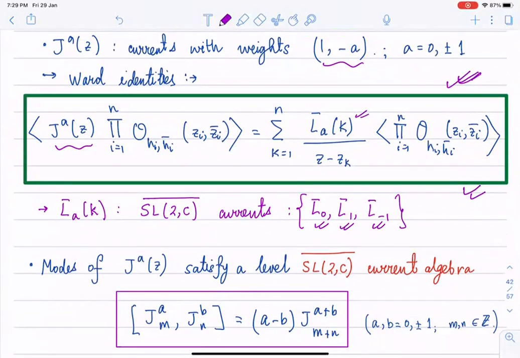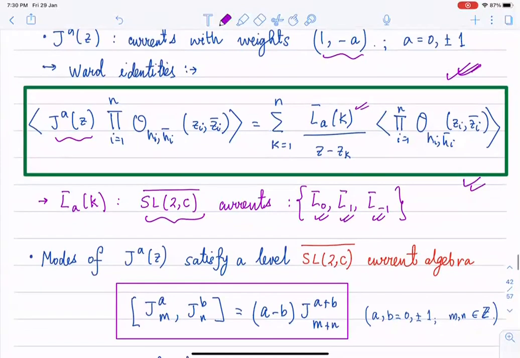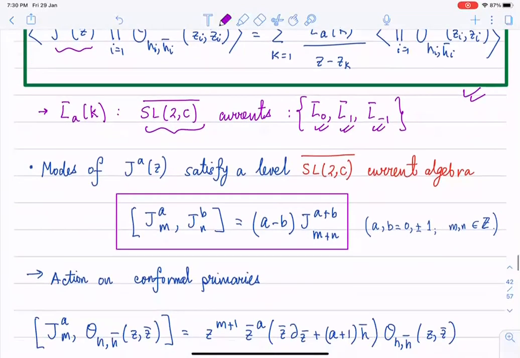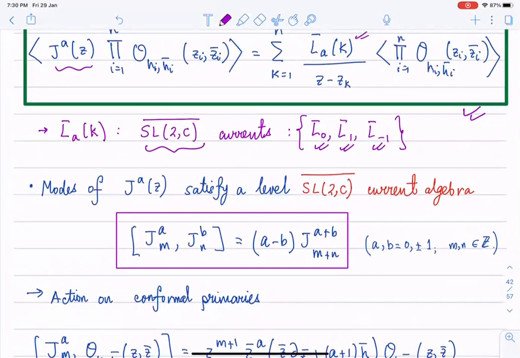is implement local versions of your SL2C bar transformations. Imagine that you are doing an SL2C bar transformation independently at each point of z and z bar. In that sense, these currents are generating local SL2C bar transformations, and that has a fancy name, known as affinization. I see. Okay, excellent.